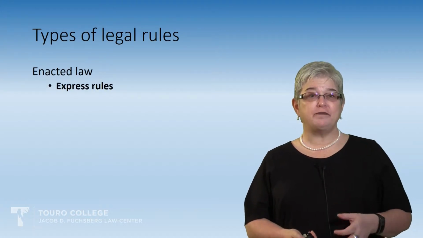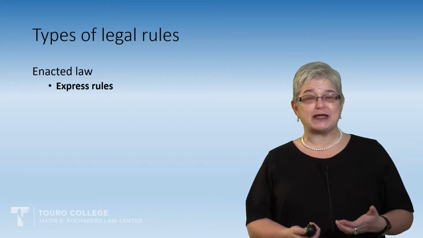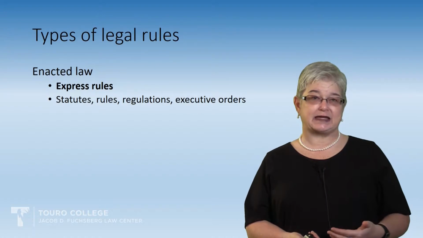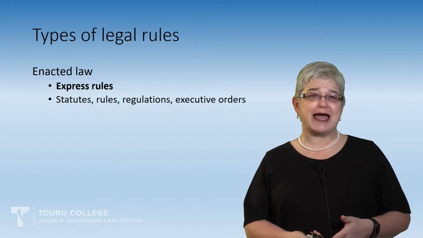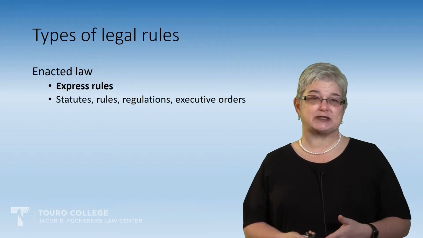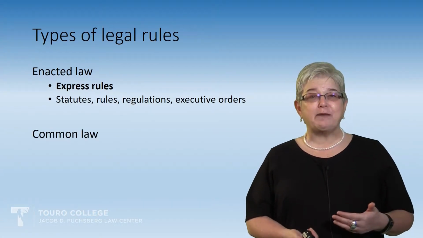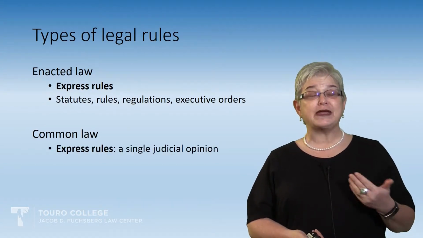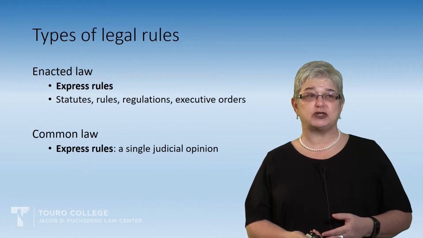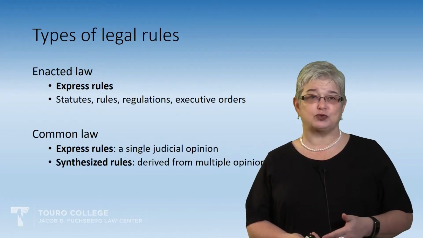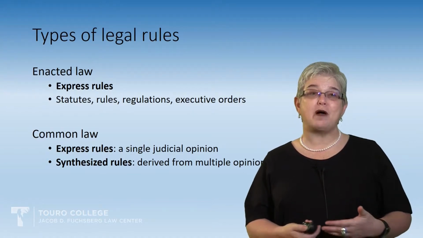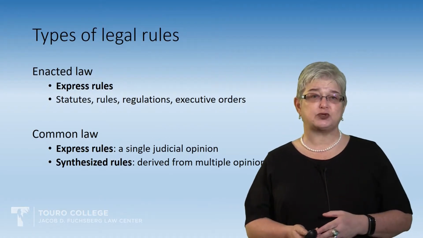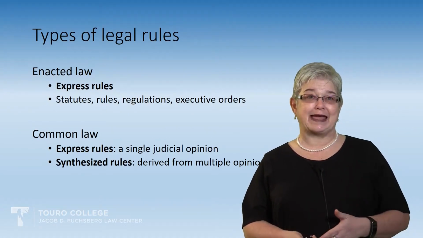So enacted law are always going to be express rules, and you're going to find these express rules in statutes, rules, regulations, and executive orders. Now we're going to focus primarily on statutes, but the same thing applies for rules, regulations, and executive orders. The next type of law is common law, and the types of rules that we see in common law are both express rules, those that you see in a single judicial opinion, as well as synthesized rules, those rules that are derived from multiple opinions. Now, we'll talk about synthesized rules later. Right now, we're going to focus only on express rules in both statutes and in cases.